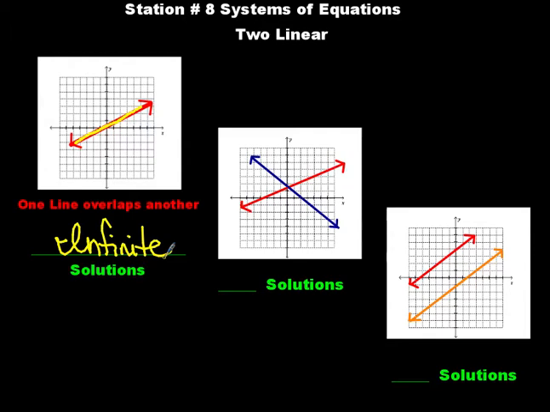The next one only intersects at one spot right here, so they have one solution. And the last ones are an example of parallel lines that are never, ever going to touch, so they have 0 solutions.